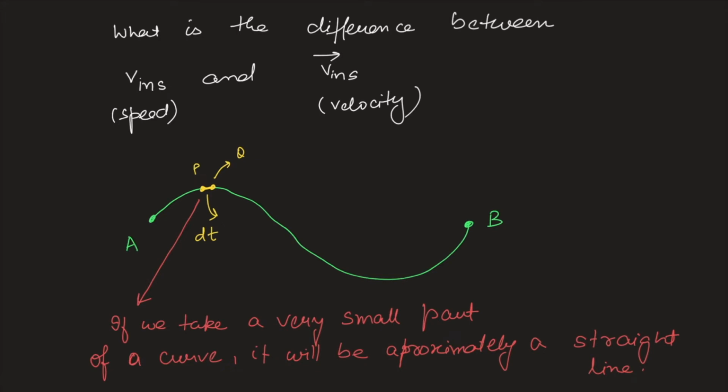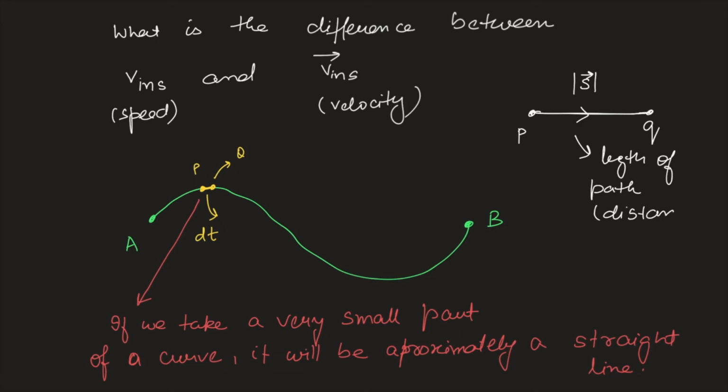Now in such a case, when it is a straight line, we know that when a particle covers a distance from point P to point Q, the displacement and the length of path, which can also be called the distance, are actually equal in value. For a straight line, displacement is equal to the length of path. L is the length of the path.